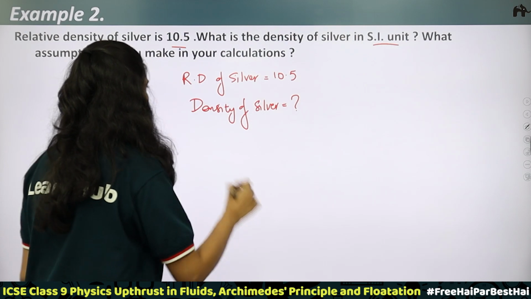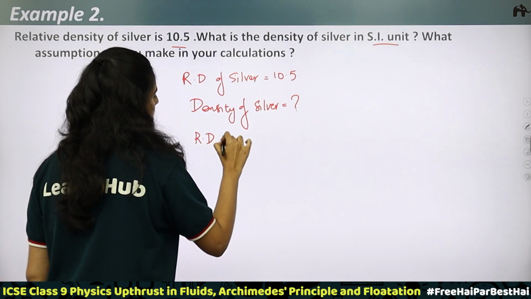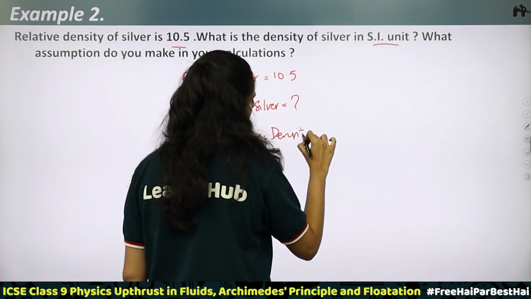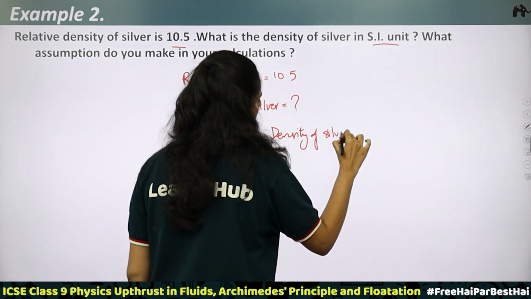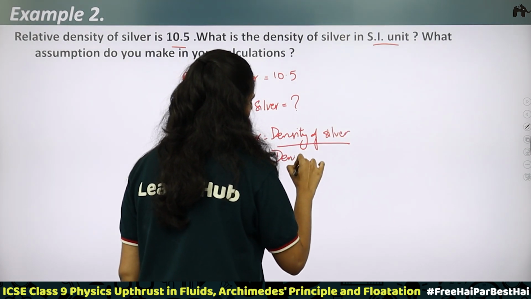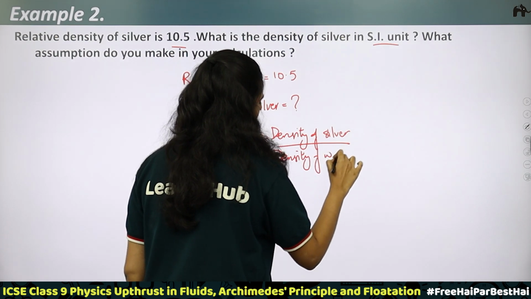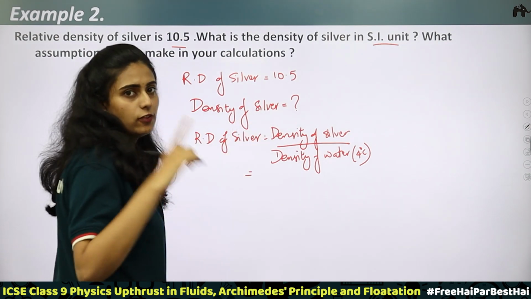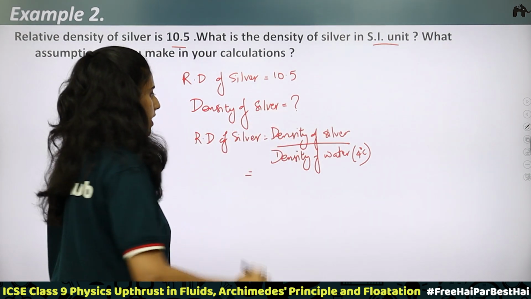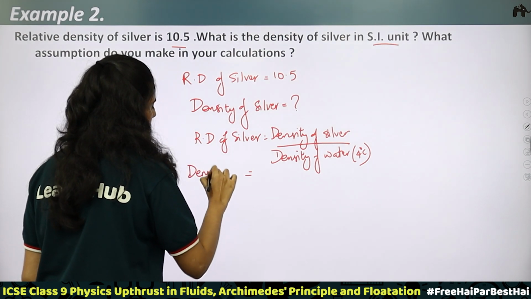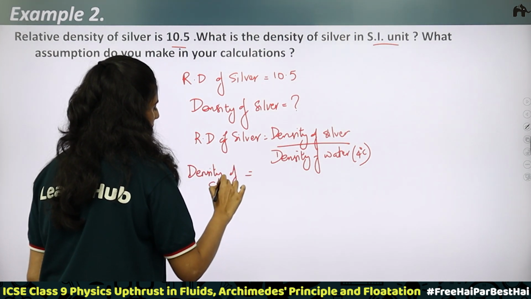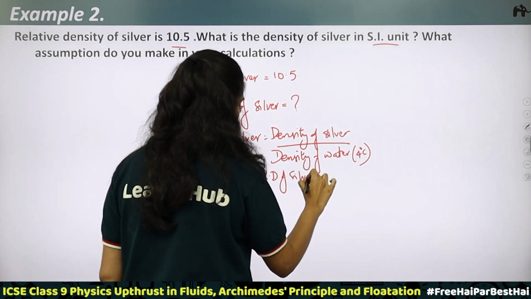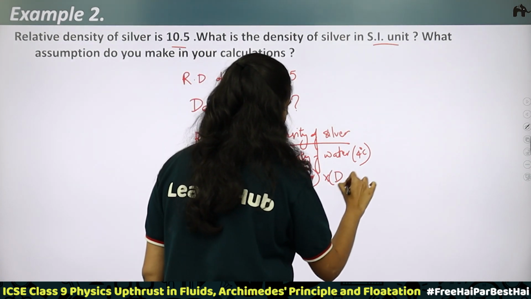Okay, how to find? We know the relative density of silver is equal to the density of silver divided by the density of water at 4 degrees Celsius. So, what is the density of silver? You have to determine the density of silver. Then you will have the density of silver equal to the relative density of silver into the density of water.